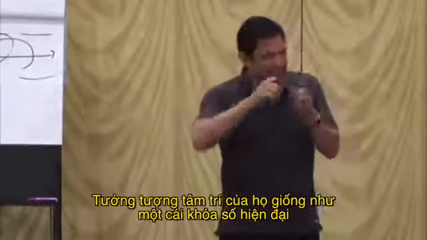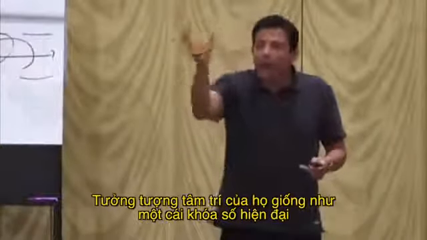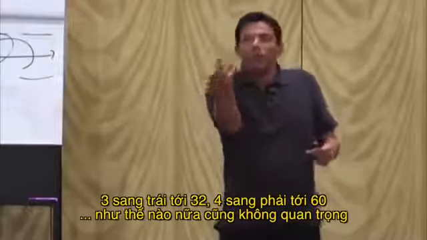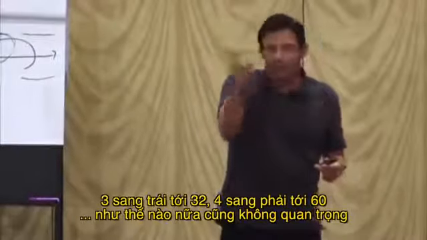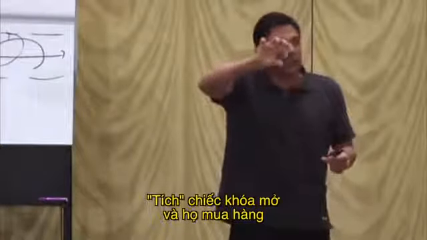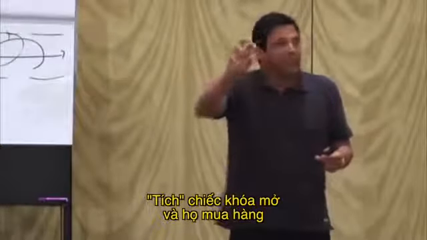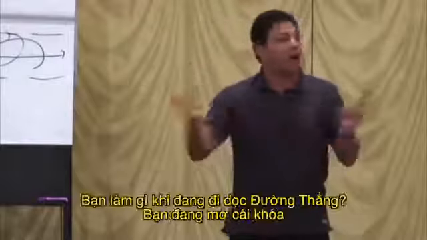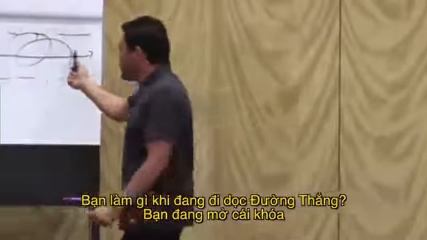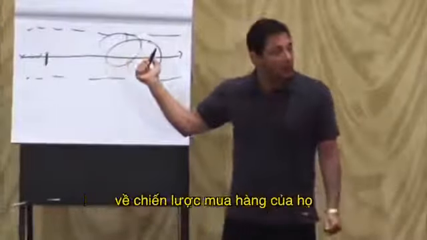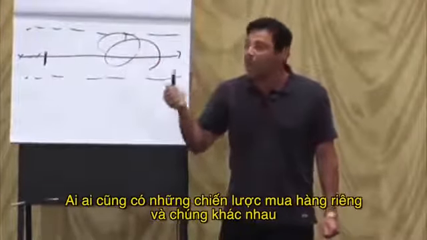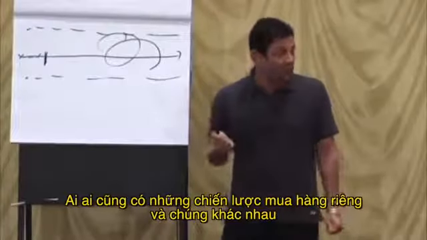Imagine their mind as a very high-tech combination lock. Three turns to the left to 32, four turns to the right at 16. I think I got it backwards, but it doesn't really matter, okay? Click, one thing opens. Click, click, and then click, and the safe opens and they buy. What you're doing as you go down the straight line is you're picking the lock for what their buying strategy is. Everybody has a buying strategy, and it's different.